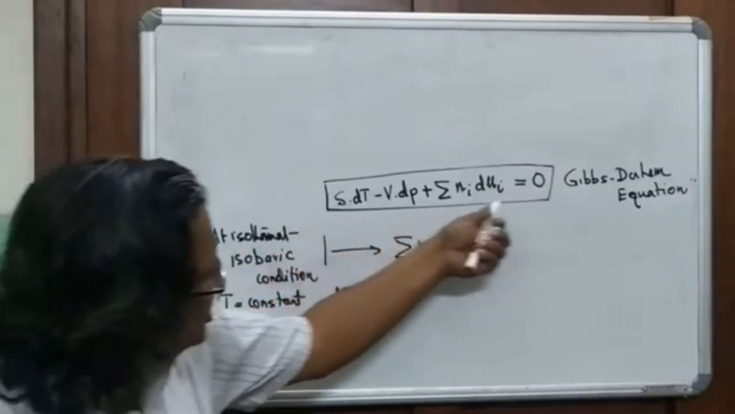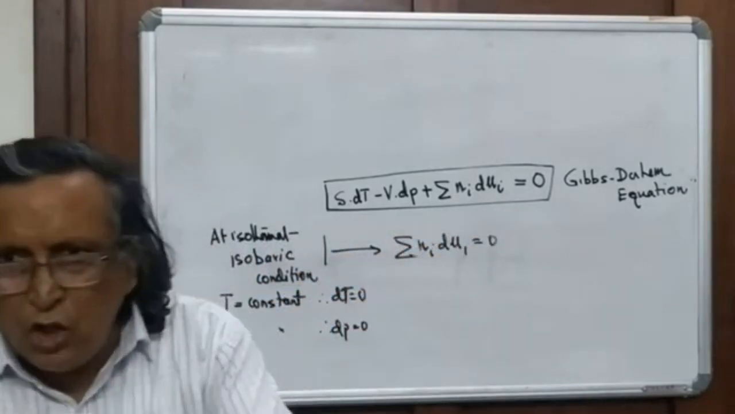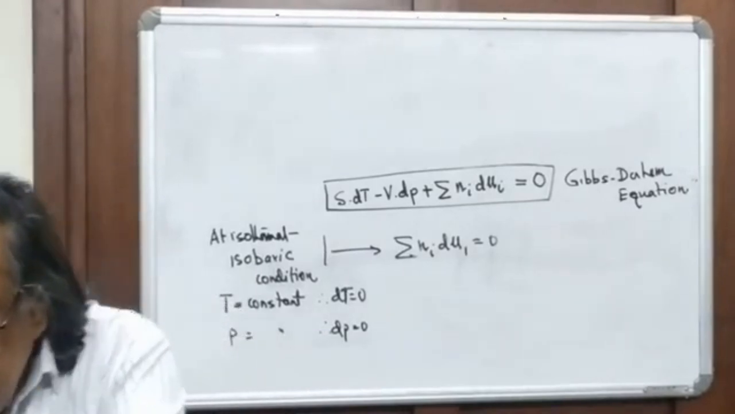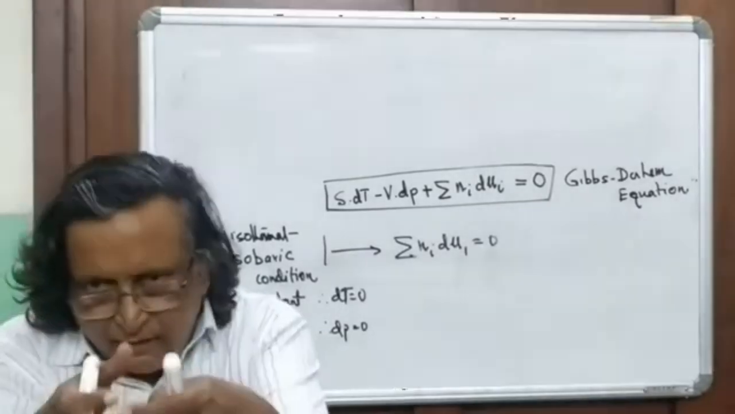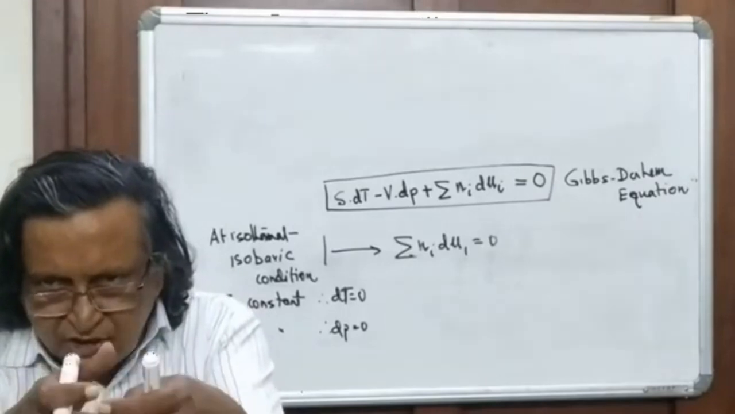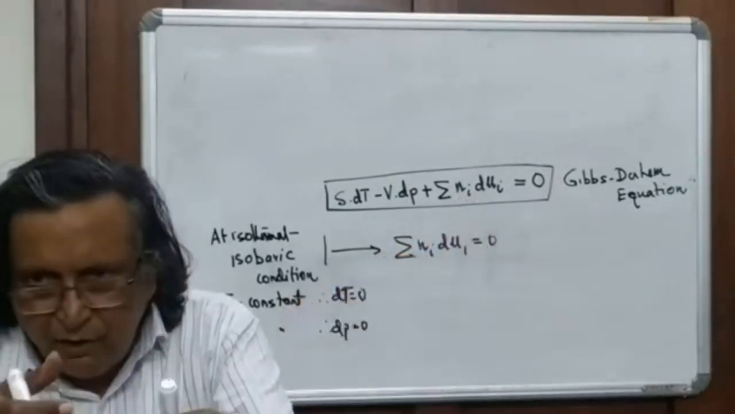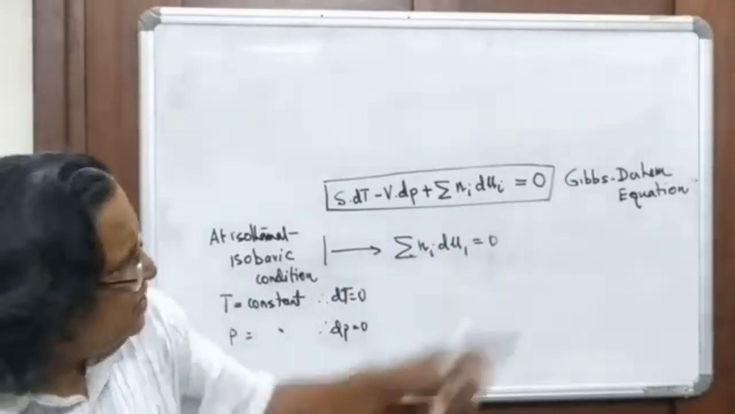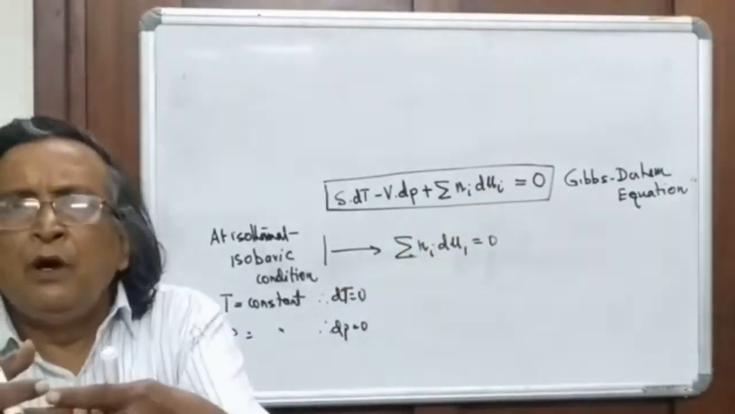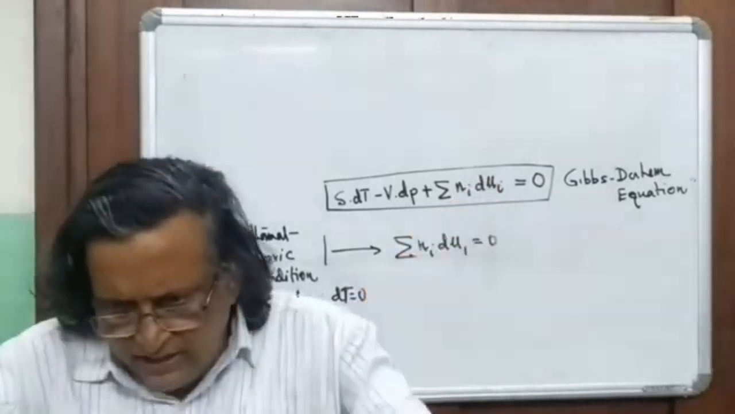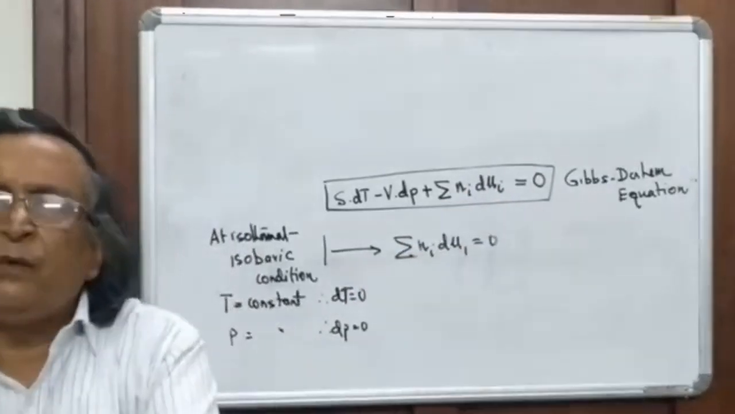So this equation connects all the variables that affect the stability of the phase: temperature, pressure, the moles or the mole fractions, and the free energies of the different components. It links them all into one equation.